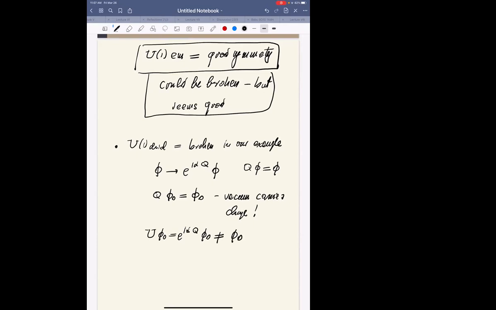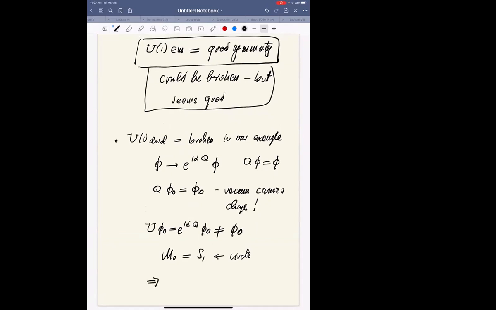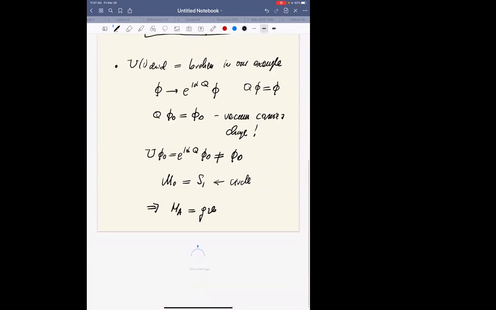We had a vacuum manifold, actually. I get a vacuum manifold, which was a circle S1. It was not a trivial point, okay? And so this is manifestly a case where the symmetry is broken, and you remember what we got? We got that the mass of the gauge boson is non-zero. It's not like the photon. Agree? Yes. Okay, I have to ask you question by question.